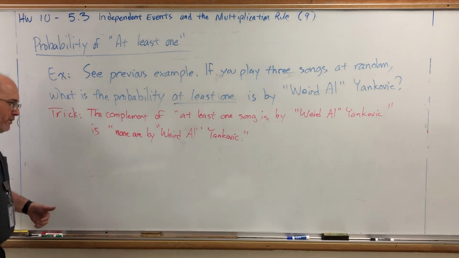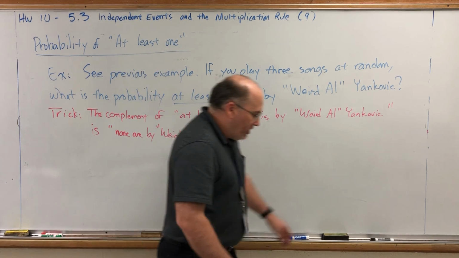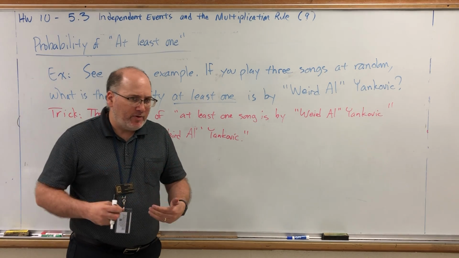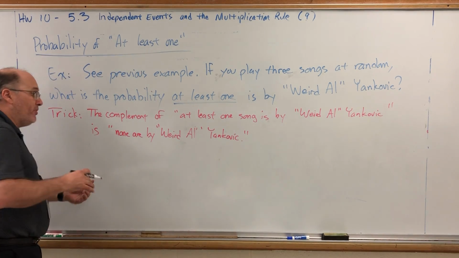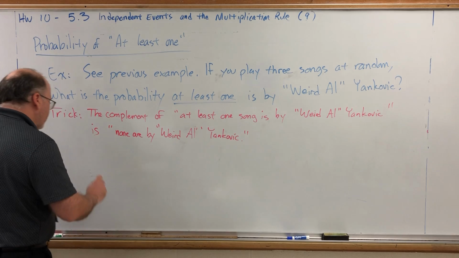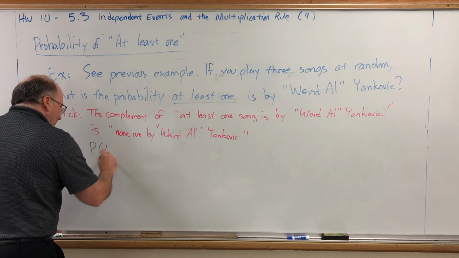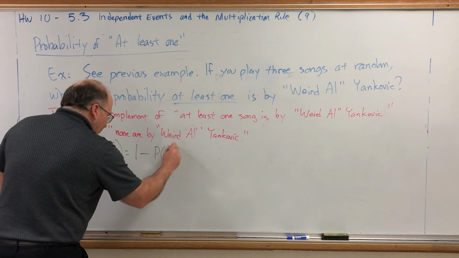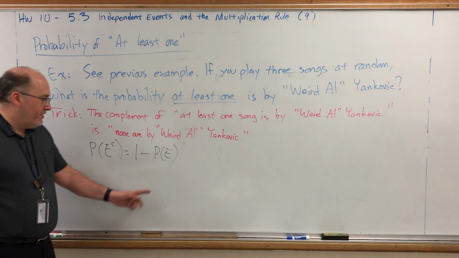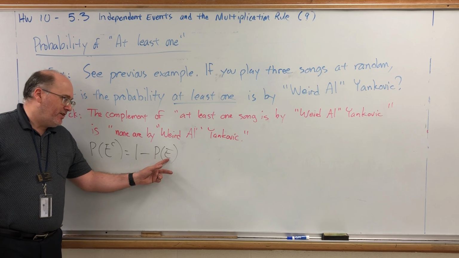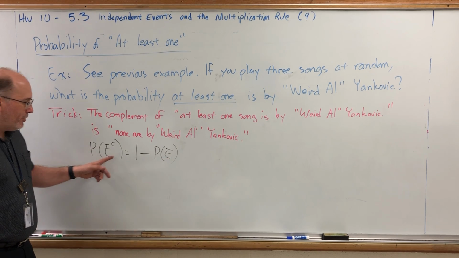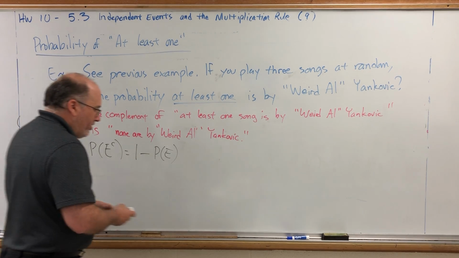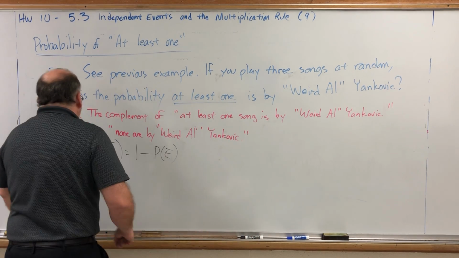Now, why focus on complements? Because previously we established a formula for the probability of an event related to its complement. The probability of the complement of an event is 1 minus the probability of the event, or equivalently, the sum of the probability of an event and the probability of its complement must equal 1. So how can we use this to our advantage? Well, here's how.